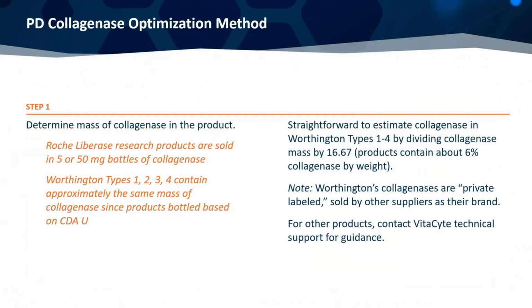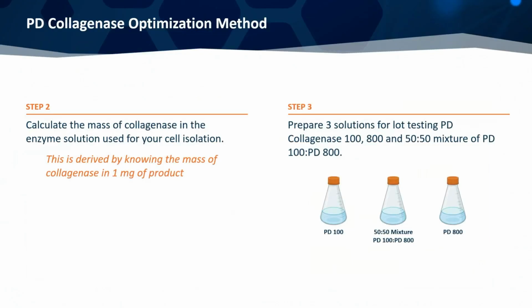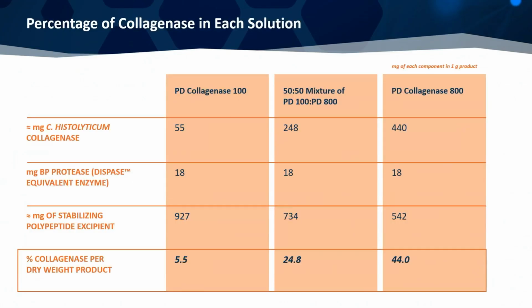In step 2, you have to calculate the mass of collagenase. That's just a simple thing. How much is in the bottle? How much are you putting in the enzyme solution? And you need to know the mass of collagenase in the enzyme solution. In step 3, you're going to prepare 3 solutions of PD collagenase 100, an 800, and a 50-50 mixture of the two. To illustrate how you use this approach, we'll use an example.